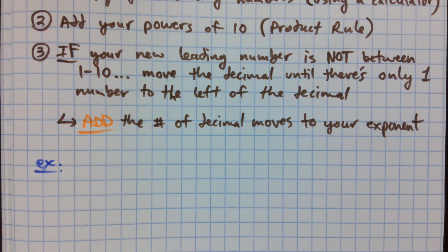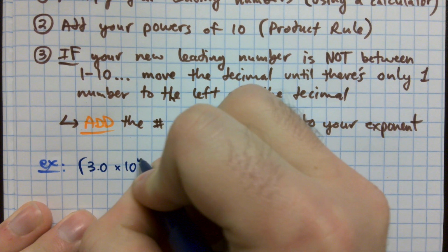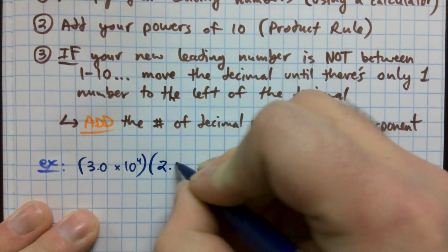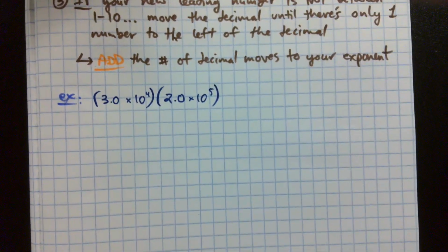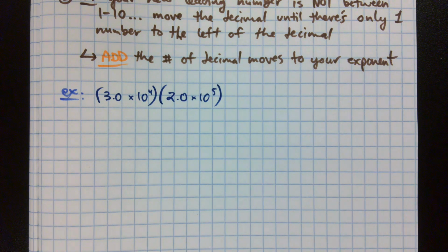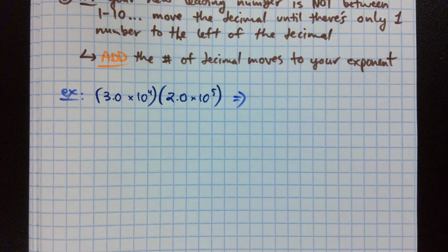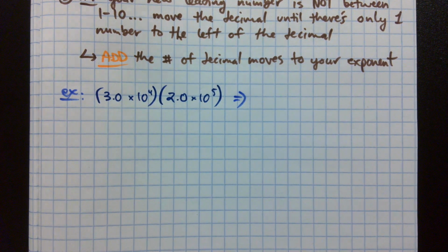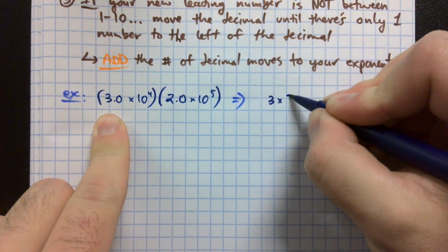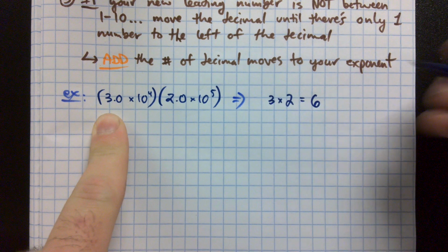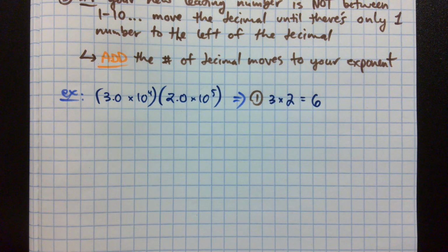For example, let's take the example that we wrote up on the top. 3.0 times 10 to the 4th times 2.0 times 10 to the 5th. And you're going to see it written like this in parentheses right next to each other. That means we are multiplying, right? Step 1 is we multiply our leading numbers. Like we said, what is 3 times 2 equal to? 6. Right, that's step 1.